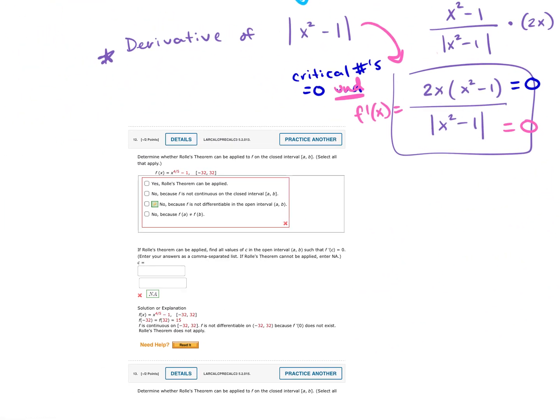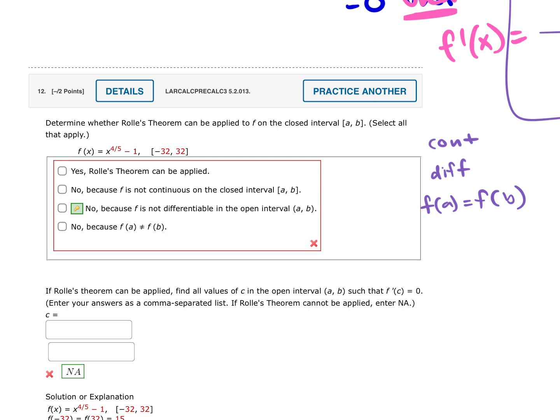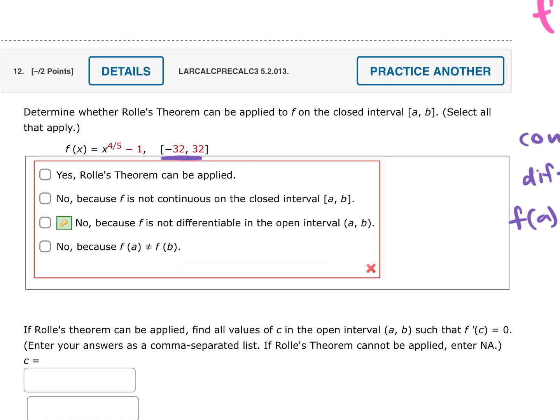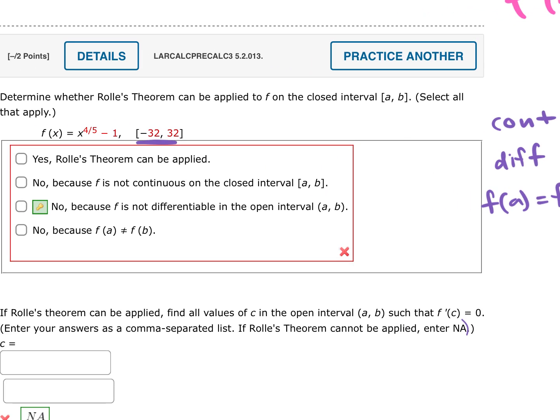All right, let's do the Rolle's theorem one here, number 12. So determine whether Rolle's theorem can be applied. If Rolle's theorem can be applied, we need to make sure that it is continuous, it's differentiable, and it is f of a equals f of b. So to see if it's continuous on our interval that we have here, can I plug in anything from -32 to 32 here? Yep, so it's continuous. To find if it's differentiable, we need to take the derivative.